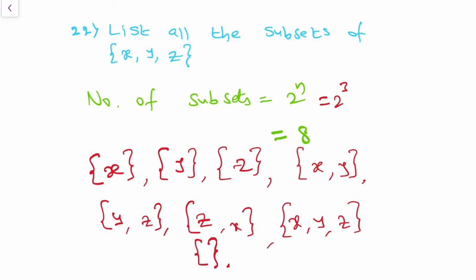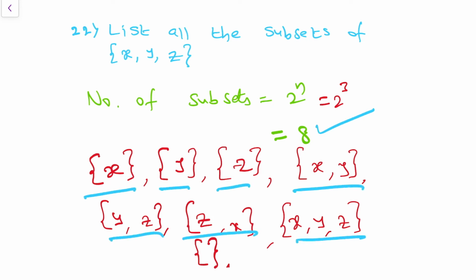According to the formula, we need to get 8 subsets. Let us check whether we got 8 or not. 1, 2, 3, 4, 5, 6, 7, 8. Of course, we got 8.